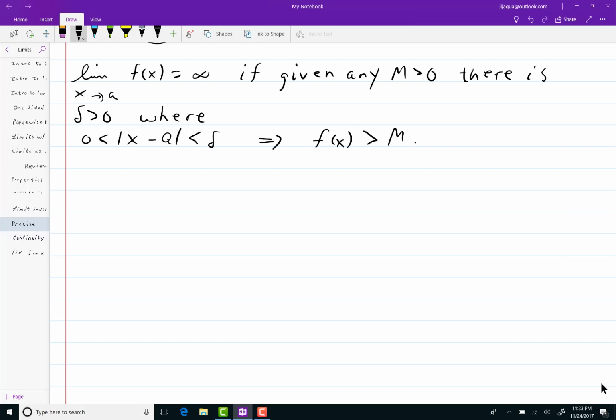Let me prove one of these things. I don't want to spend a lot of time on these, but I do want you to be aware of them and how they play roles in asymptotes and things like that. So as an example, let's prove that the limit as x goes to 2 of 1 over (x minus 2) squared equals infinity. So as before, let M greater than 0 be given.